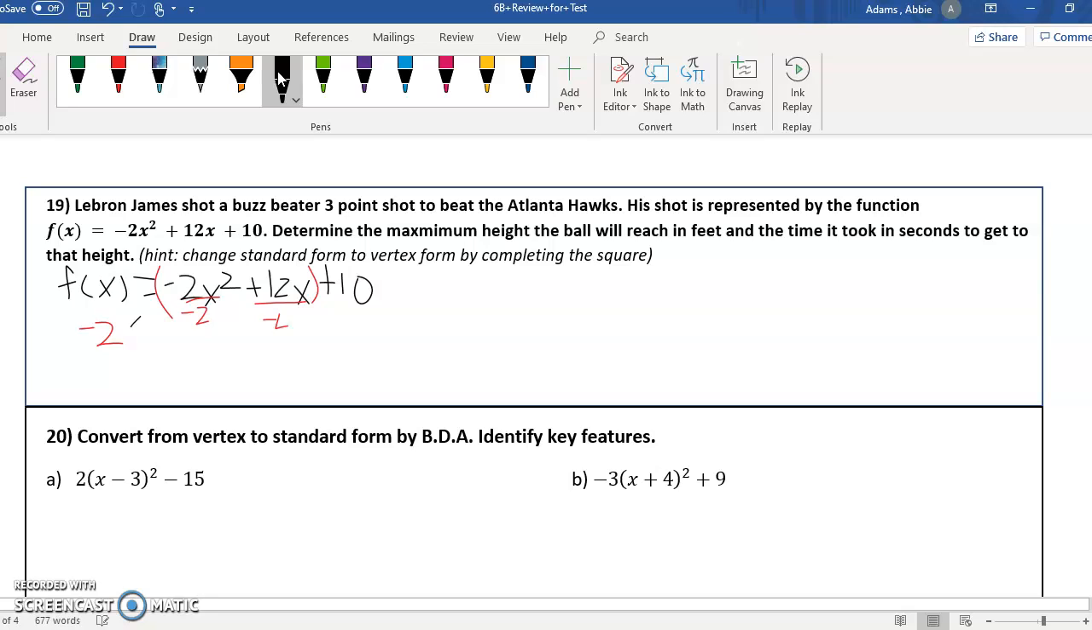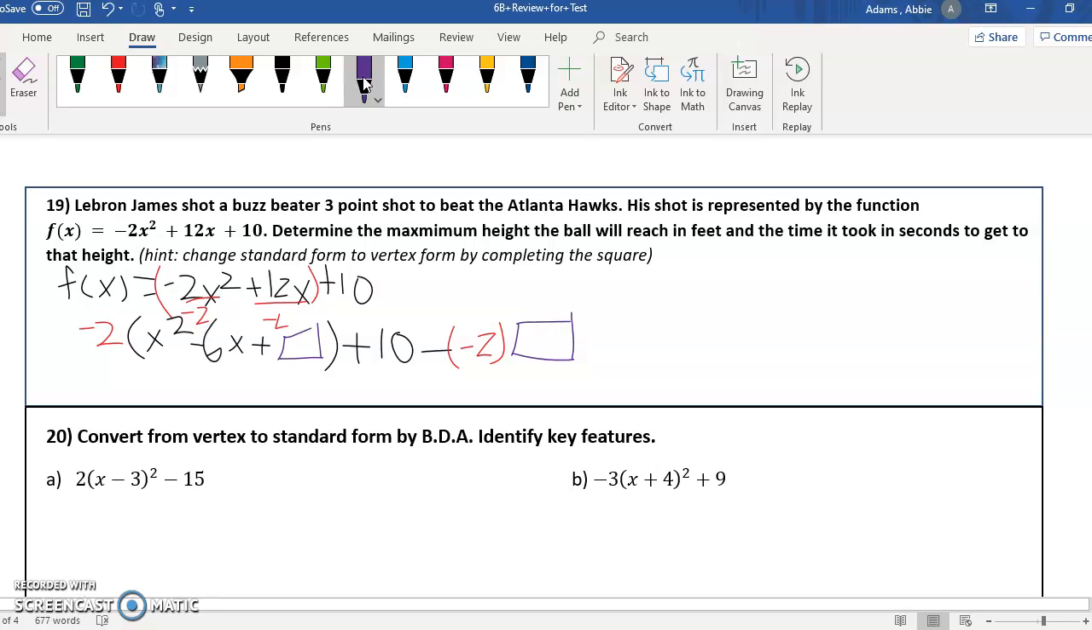Negative 2x squared divided by negative 2 is going to leave me with x squared. Then 12 divided by negative 2 is negative 6x. And then remember, we're going to add this term that we don't know what it is yet. So that's our completed square. So I'm going to add my square here. But whatever I do inside my parentheses, I also have to do to the outside of the parentheses. So I'm going to add 10. But instead of adding on the outside, I'm going to subtract so that it makes an equivalent equation. And because we multiplied by negative 2 to our parentheses, I also had to multiply this unknown term by negative 2.